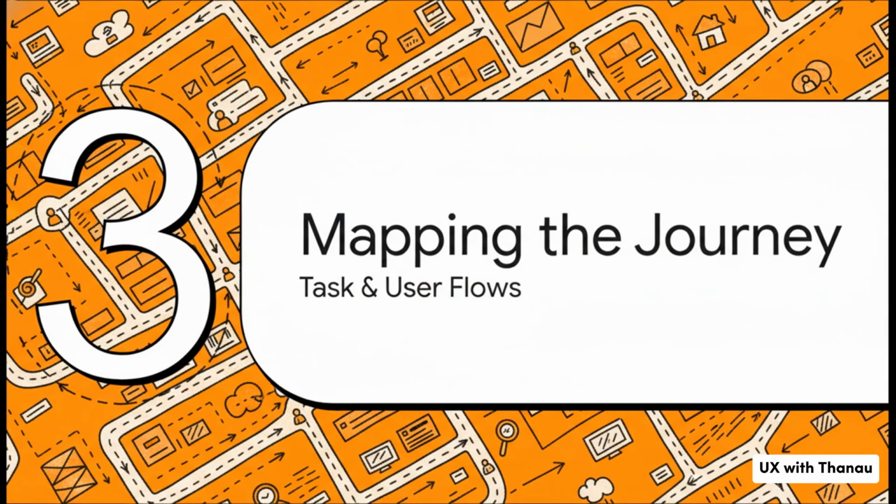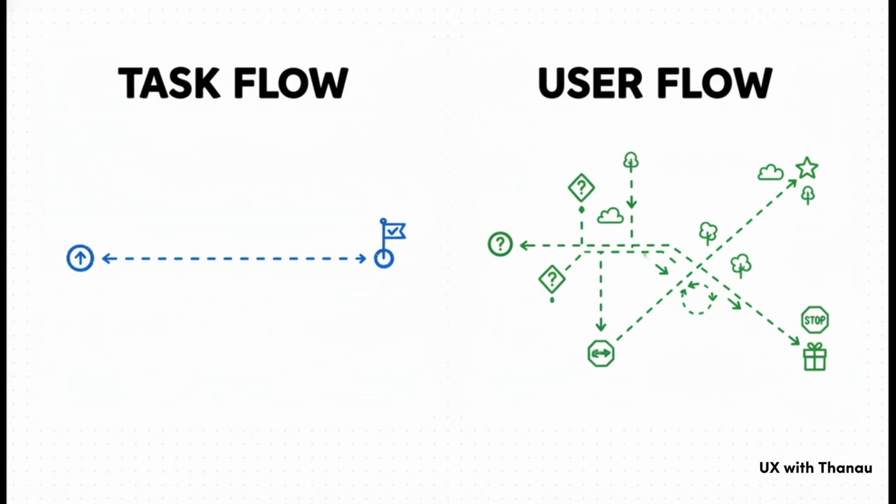Okay, once the map itself feels solid, it's time to check the roads. This means we're validating the task flows and user flows, the actual paths that people are going to take through your product. Now, it is vital to know the difference here. A task flow is like a perfect, straight road to one single destination. Think about the simple steps for resetting a password. But a user flow, that's the entire road network. It shows all the different routes, all the possible turns, and even what happens when you hit a dead end.